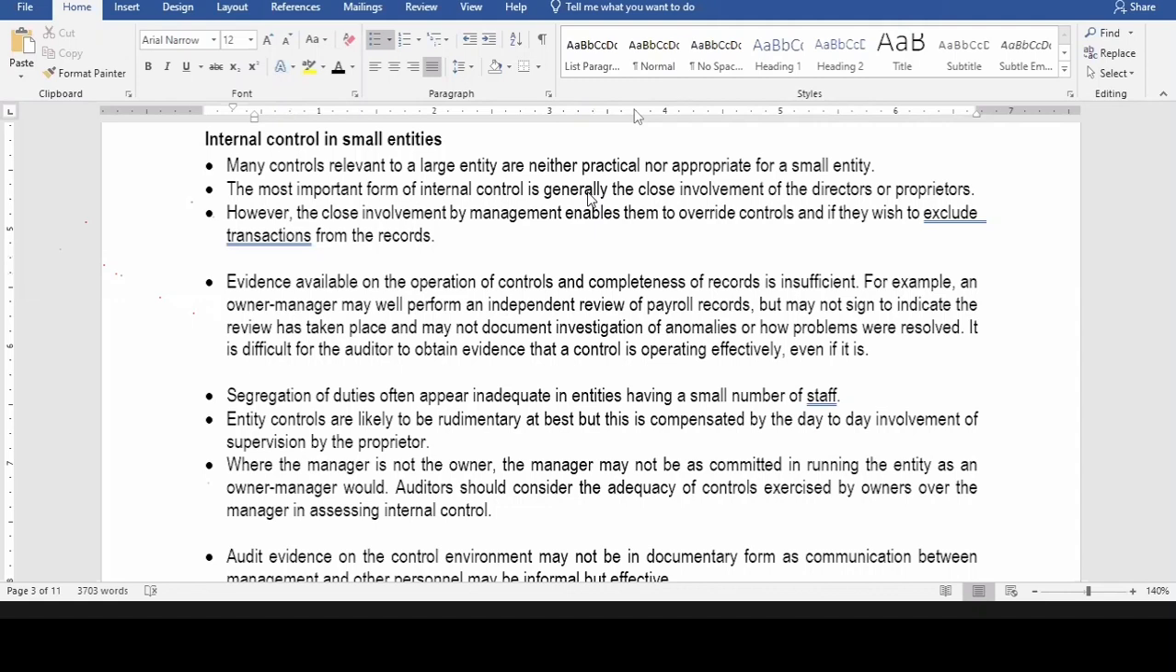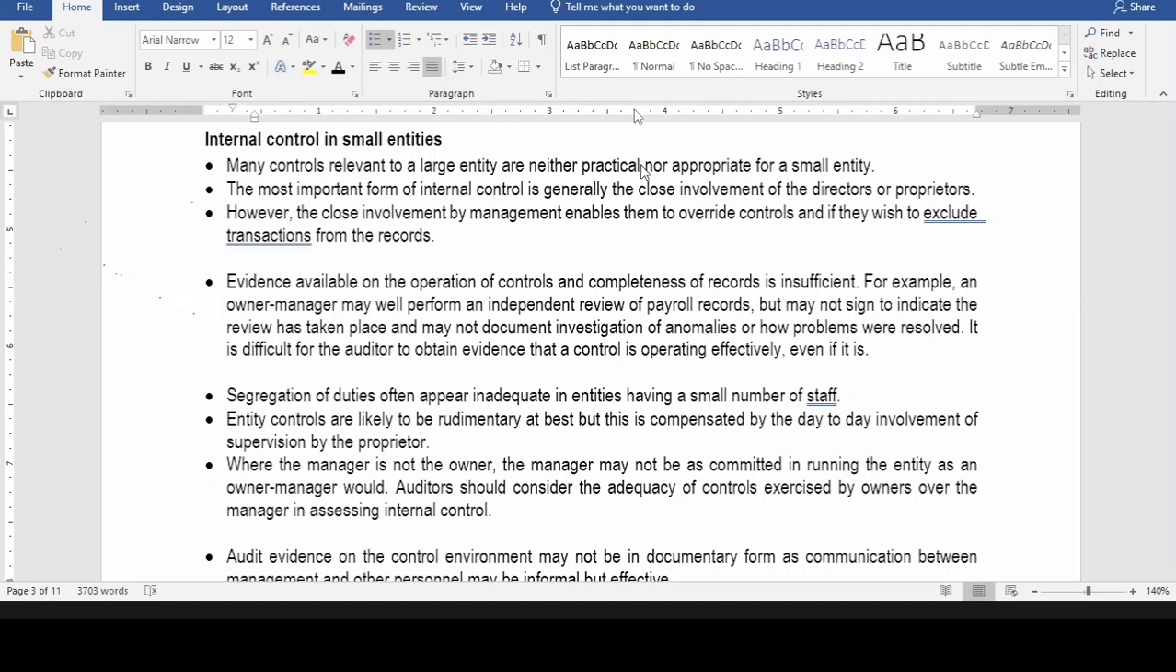So the internal control systems are different. What we have basically seen in the last 1 hour is what should be in a big entity. Then how does the system in a small entity differ? Here we are summarizing. Number one, many controls relevant to a large entity are neither practical nor appropriate for a small entity.